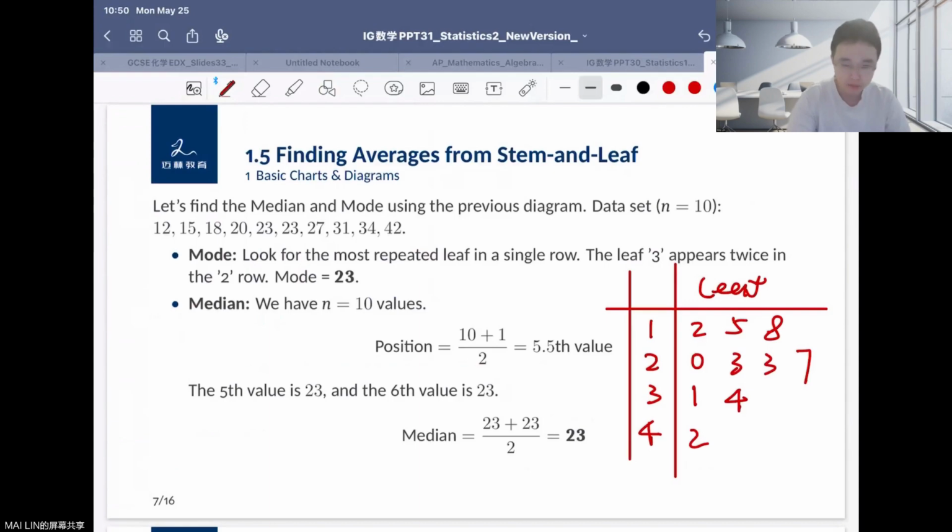So mode means the number that appears more often, right? So here we can find 23 appears 2 times. So 23 is the mode right here, okay?